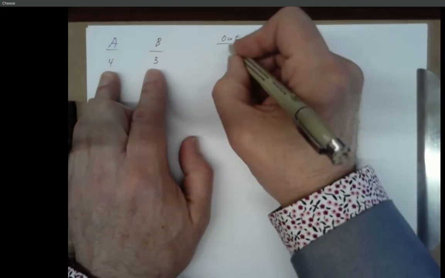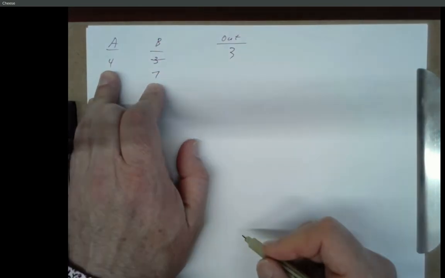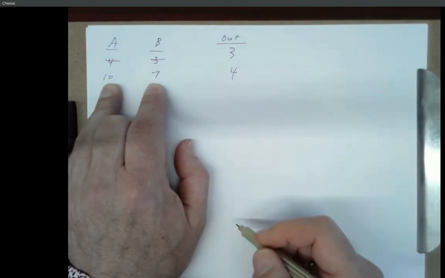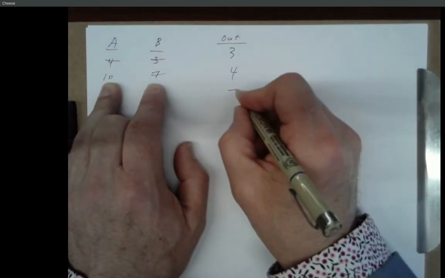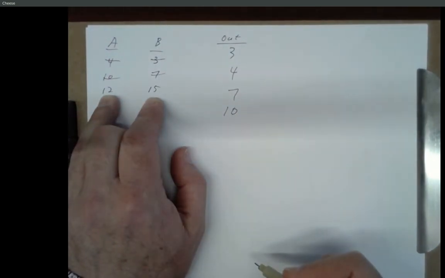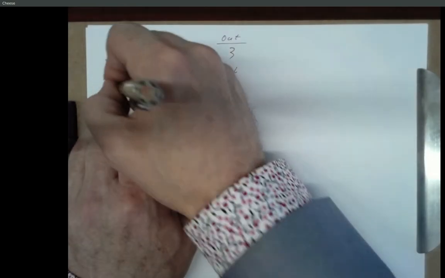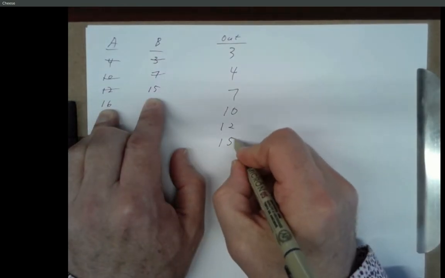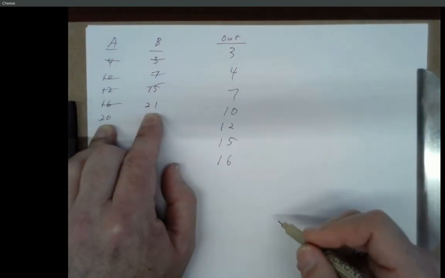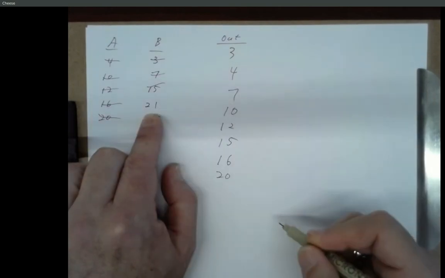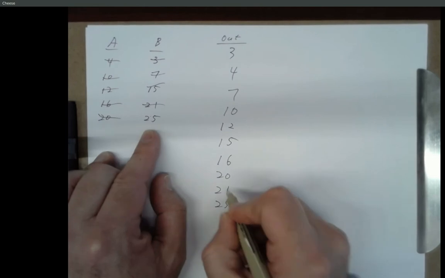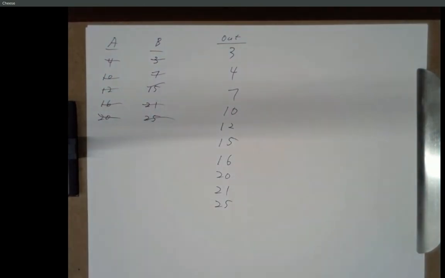So pick the smallest of 3 and 4, that's a 3. So now the first thing in each list is 4 and 7, pick the smallest, that's a 4. So now we got a 7 and a 10, smallest is 7. Now we got a 10 and a 15, smallest is 10. Now we got a 12 and a 15, smallest is 12. Now we got a 15 and a 16, smallest is 15. We've got a 16 and a 21. Got a 20 and a 21. We've got a 21 and nothing. And we've got a 25 and nothing. And there's our combined list.